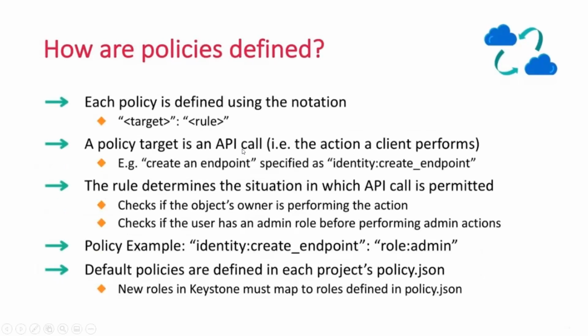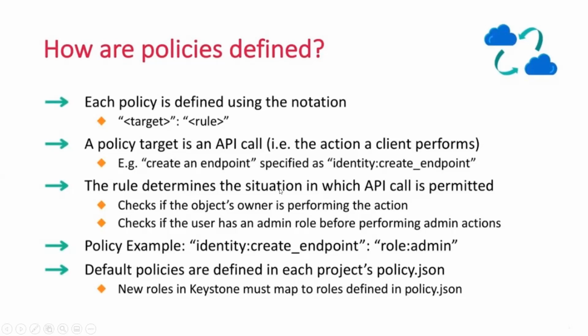A policy target is an API call. An API is an application programming interface. From a programmatic standpoint, we can call these services as if they are objects or classes and invoke their methods. And when you invoke their method, internally the service checks if the token is valid or not. So create endpoint is specified as identity:create_endpoint. Identity means the Keystone service. Create endpoint is an API call.